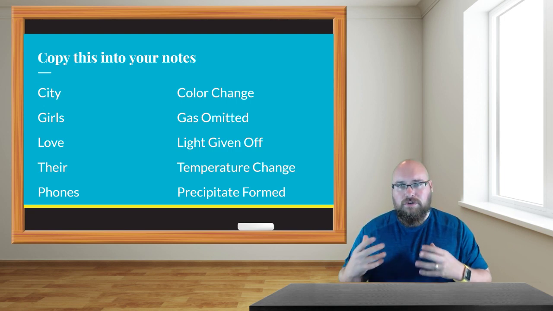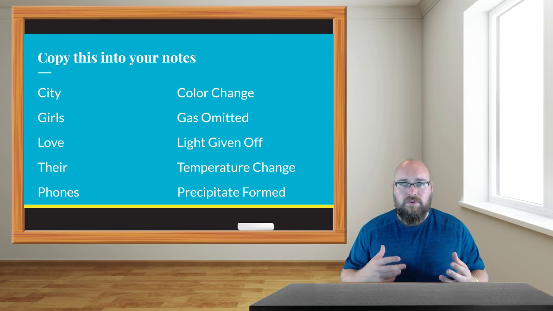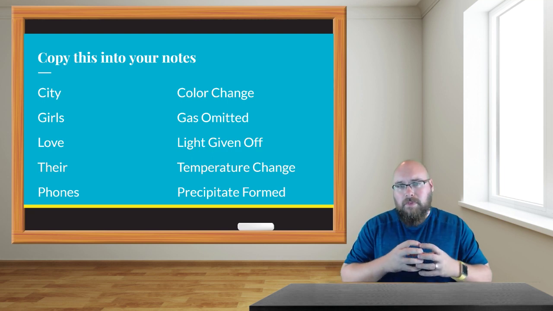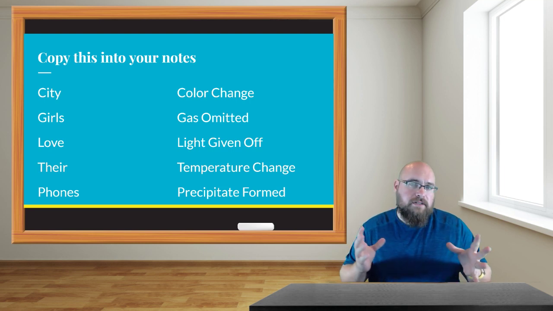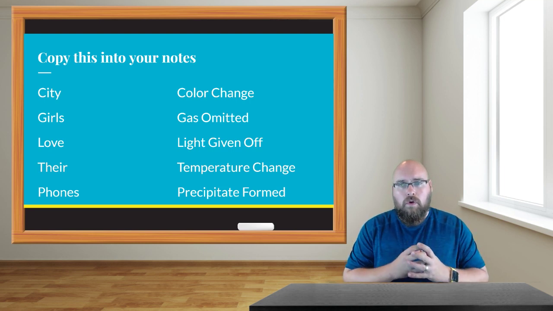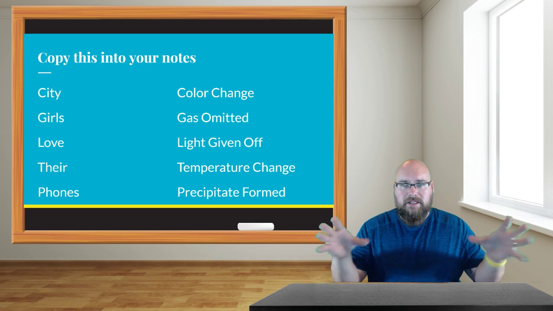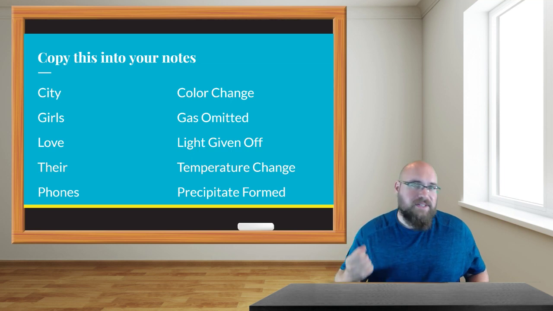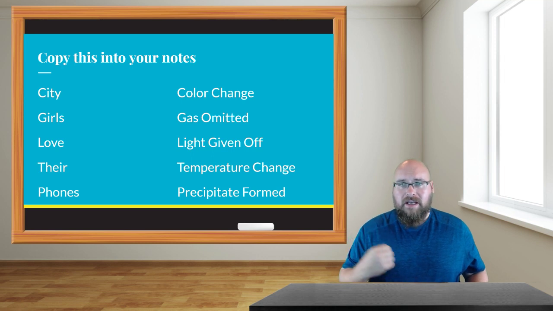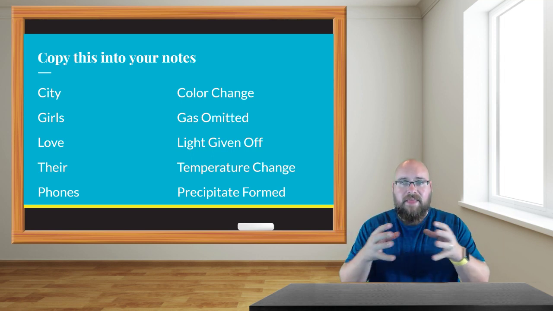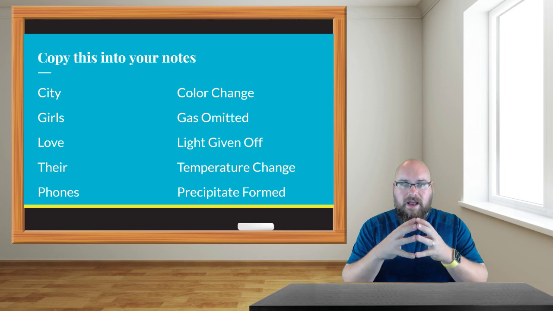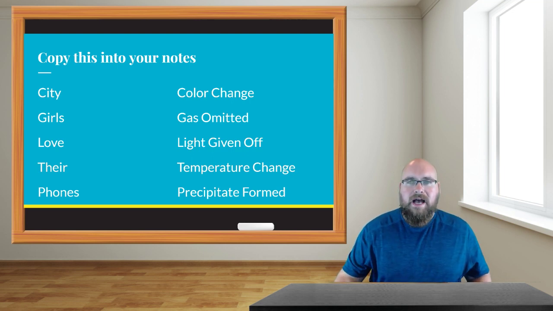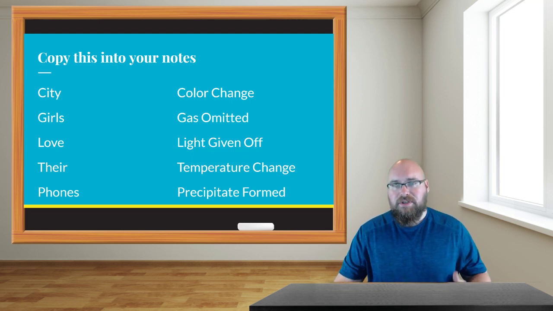There stands for temperature change. Temperature change has to do with whether the reaction is absorbing heat or giving off heat. Does it feel cold or warm because of these two ingredients coming together? If I put something on a hot plate or on the stove and turn it on and it warms up, that's a physical change. I am adding heat to it on purpose. A chemical change would be that these two things came together and produced heat or made it feel cold. And then the last one is phones, meaning a precipitate is formed.